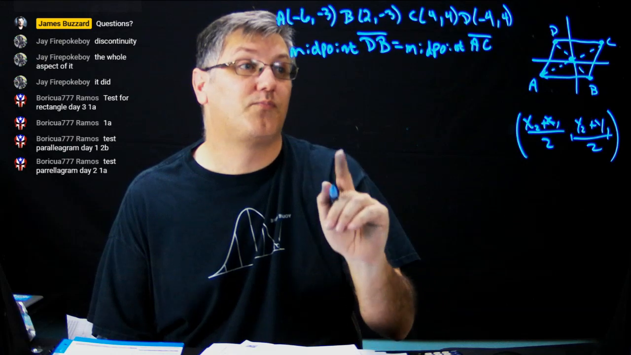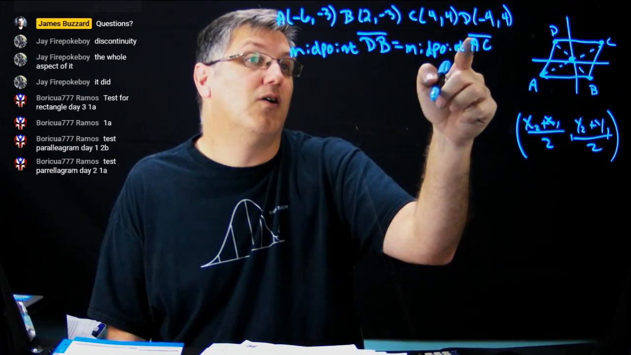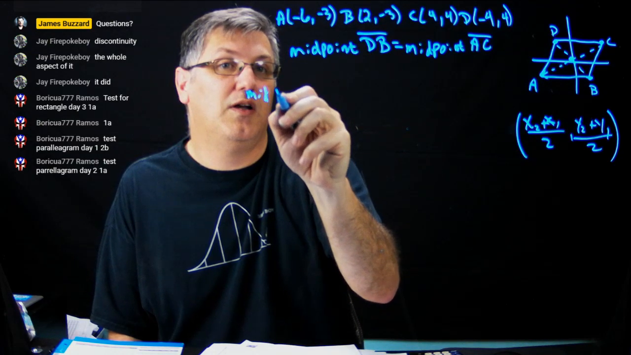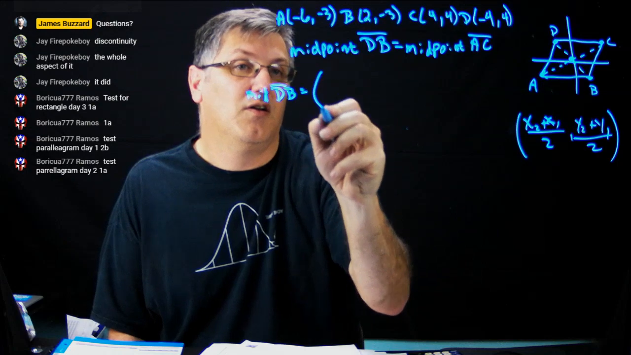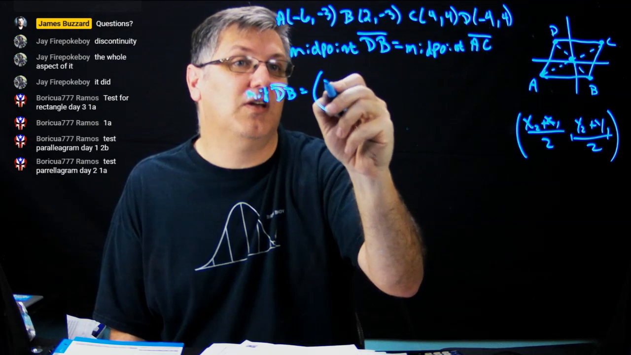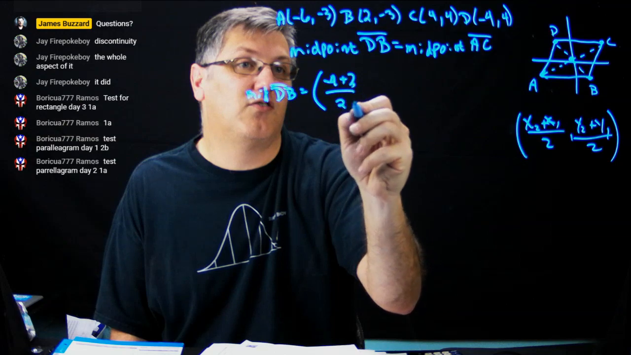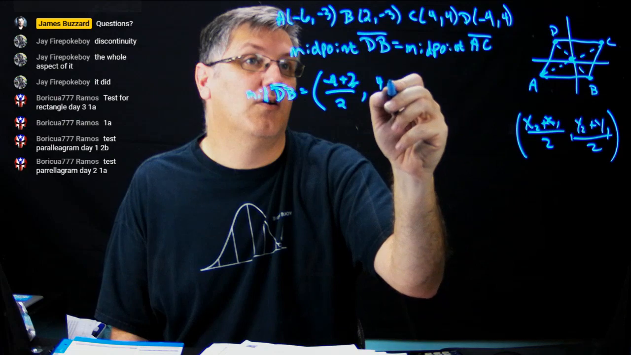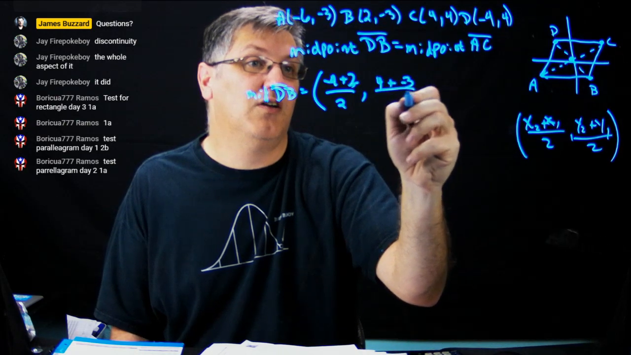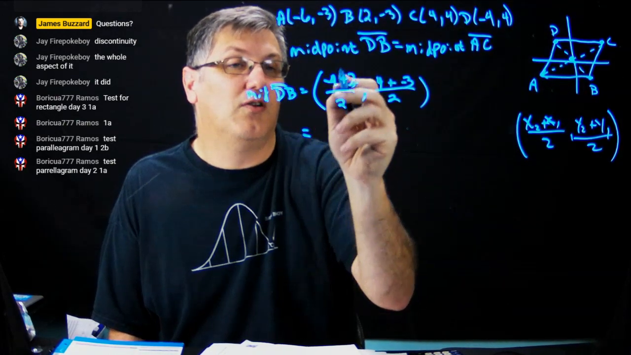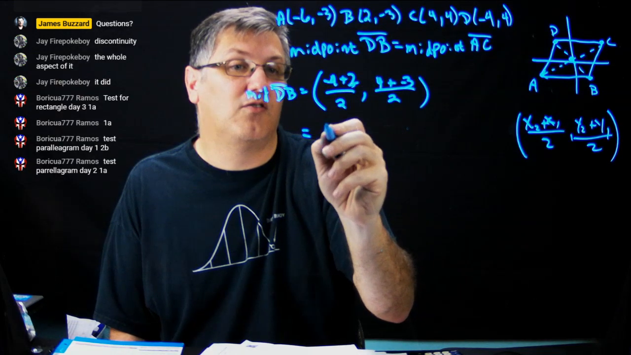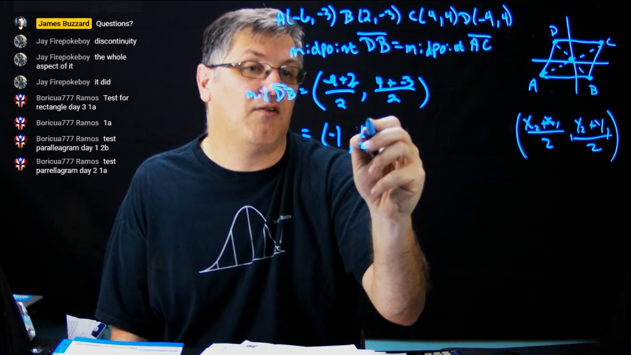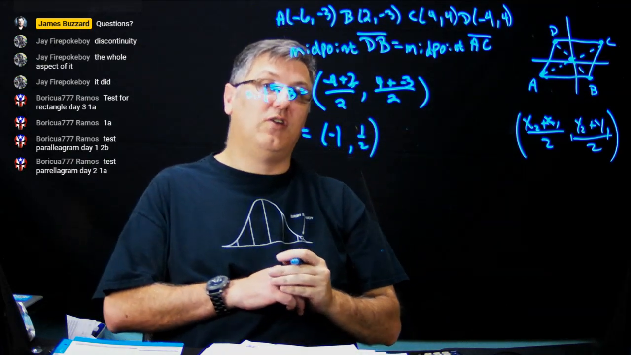All right, so let's look. DB. So the midpoint, I'm just going to write mid of DB. We're going to take the average of my x's, which will be -4 plus 2 divided by 2. And 4 plus -3 divided by 2. When I do this, I've got -2 divided by 2, which is -1. And this gives me 1/2. Okay, so that's the midpoint of DB.